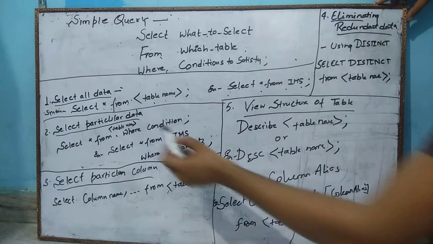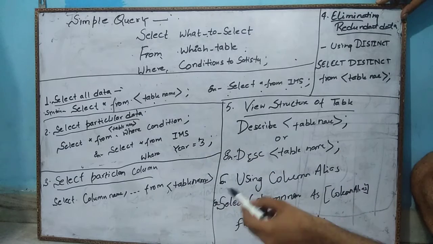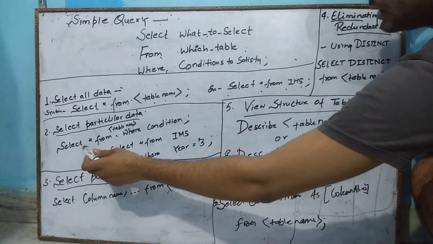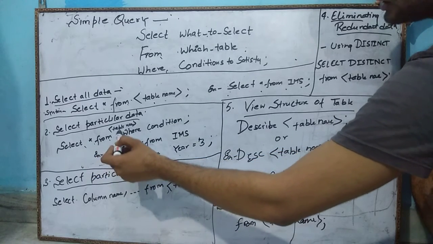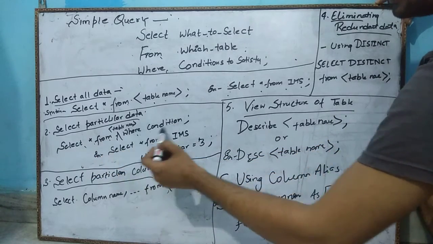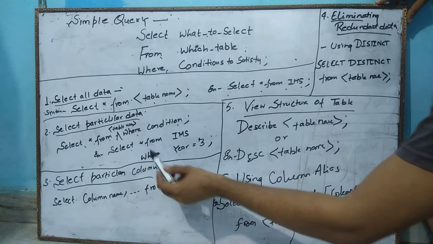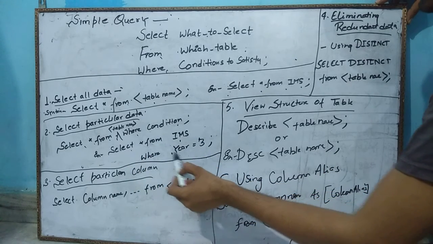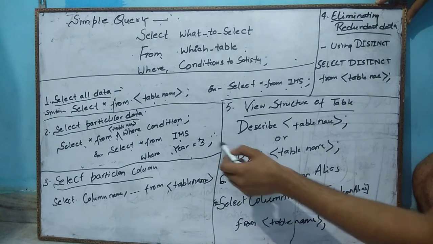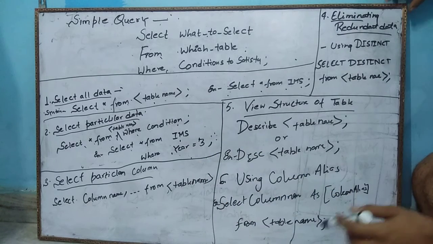Now number two is select particular data. This syntax is select asterisk from table name where condition. For example, select asterisk from IMS where year equal to third, separated with semicolon.